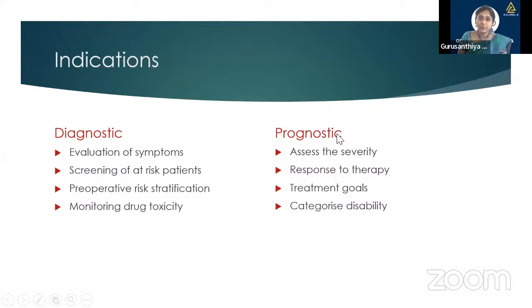In order to make a prognostic assessment, what was the PFT before and what is the PFT now? How has the patient progressed? Has the patient deteriorated or improved with the treatment? How is the response to treatment? Whether the PFT is reversible with bronchodilators or not reversible, what treatment goals can be planned with the pulmonary function test?